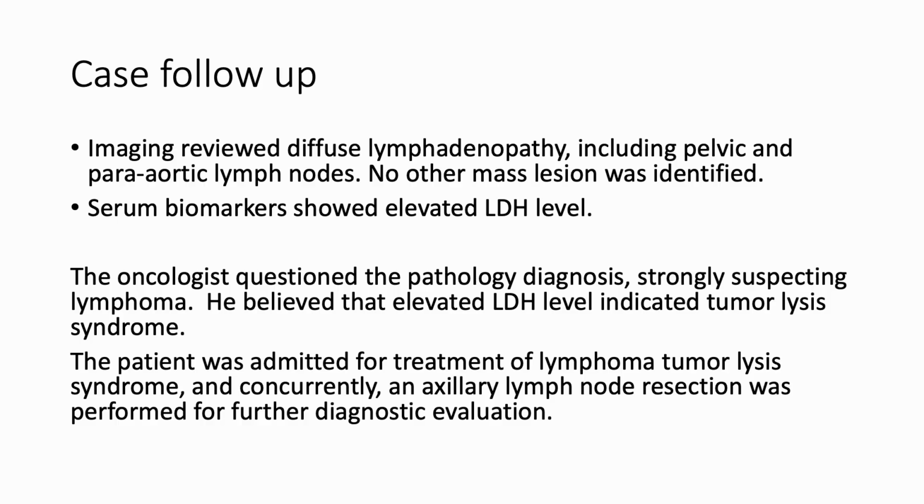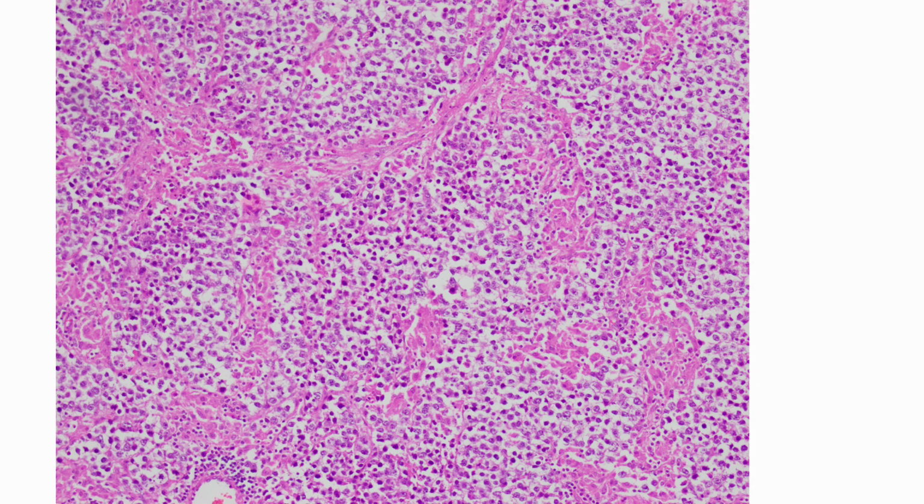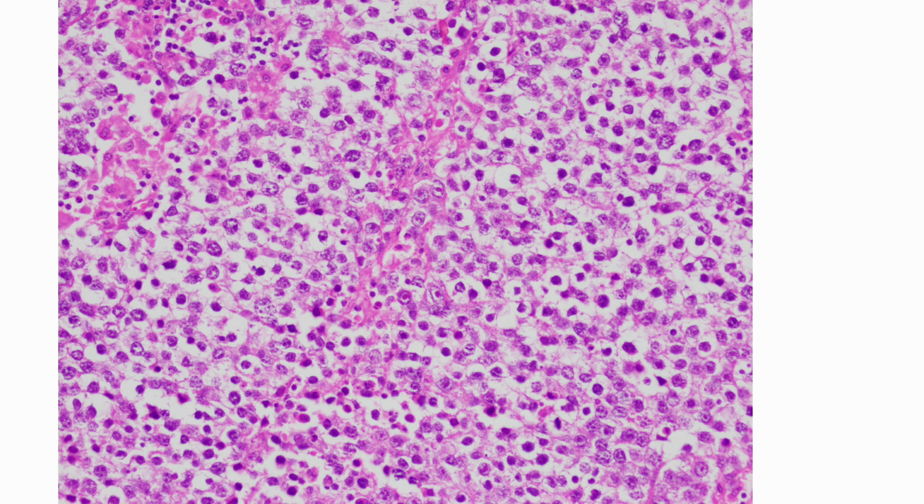The patient was admitted for management of tumor lysis syndrome, and a resection of an axillary lymph node was performed for further evaluation. On the resected lymph node, we observed sheets of tumor cells separated by incomplete fibrous septa, with small lymphocytes present within the fibrous bands. In this picture, we can better appreciate tumor cells with incomplete septa, as well as small lymphocytes inside the septa. At high power, the tumor cells were uniform, with prominent nucleoli and moderate clear cytoplasm, giving a classic fried egg appearance. So what's the diagnosis based on morphology?